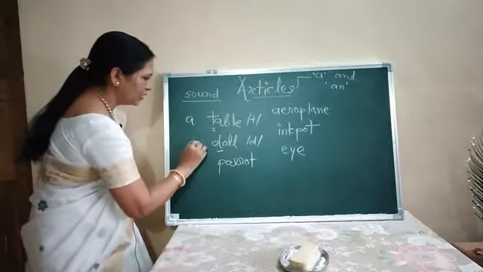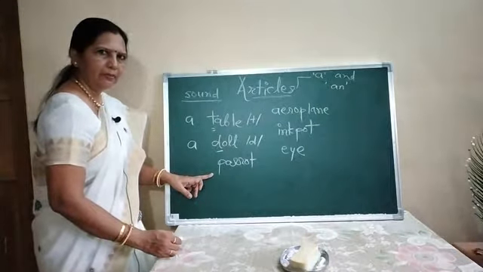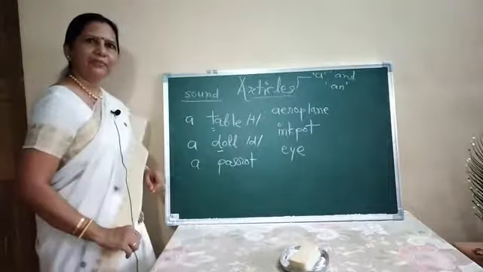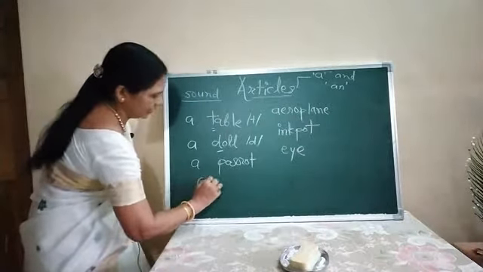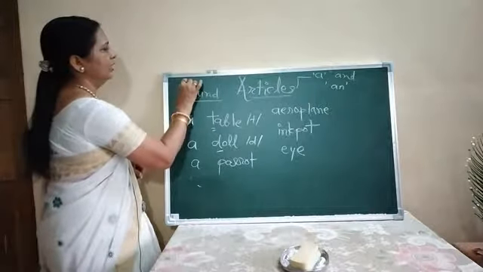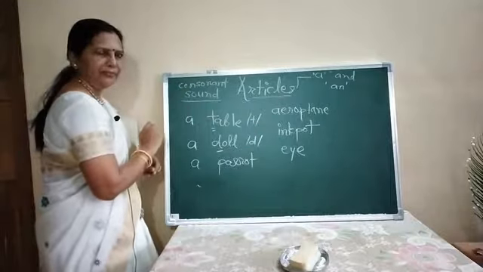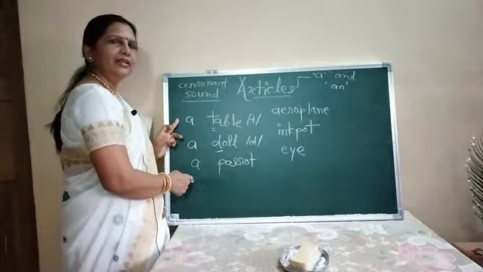So, a doll. This is parrot. P. Parrot. So P. Again a. So what are consonants? When there is a consonant sound, व्यंजनाचा उच्चार आहे, तर आपण a वापरतो. कुठले व्यंजन आहे? क, ख, ग, घ.